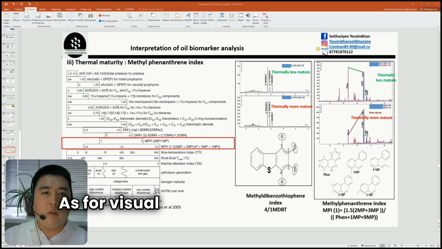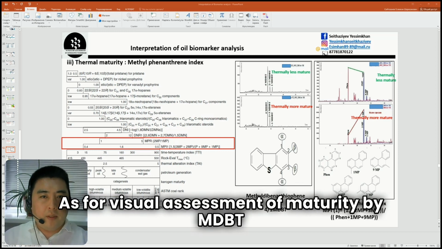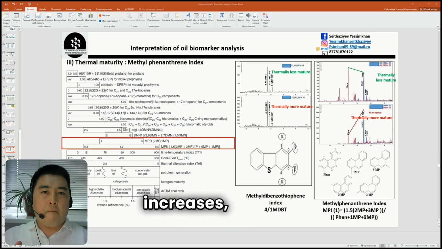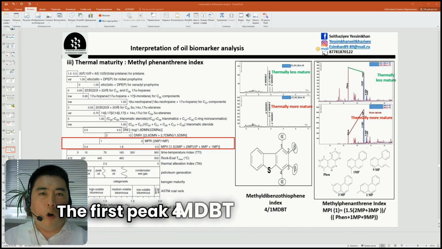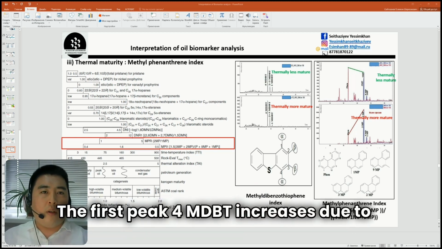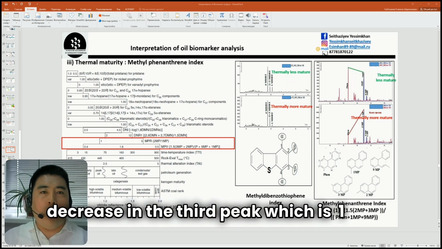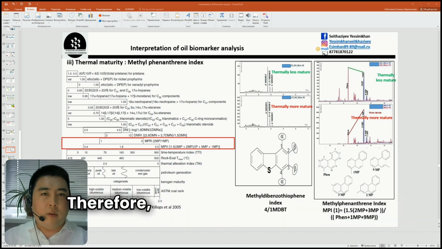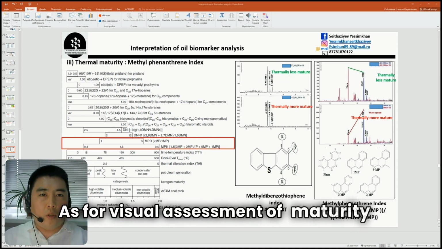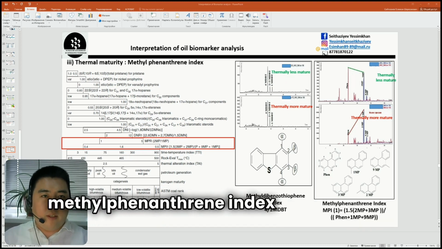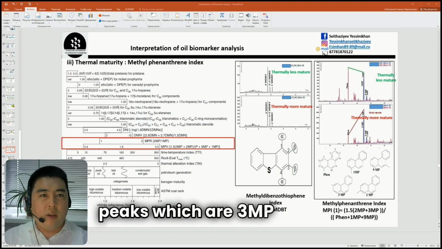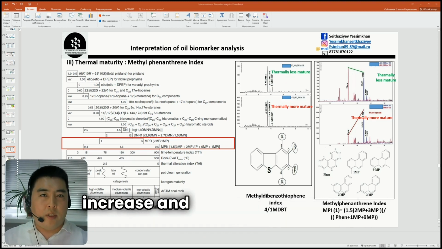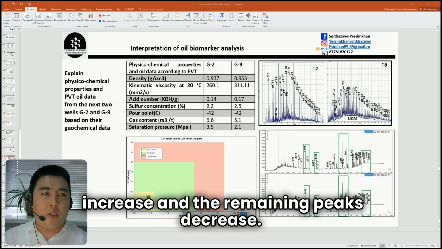As for the visual assessment of maturity by MDBT, it increases, which is the methyl dibenzothiophene index. The first peak for MDBT increases due to a decrease in the third peak, which is 1 MDBT. Therefore, the second sample is more mature. As for visual assessment of maturity by the methylphenanthrene index, with maturity, the high blue peaks, which are 3 MP and 2 MP, increase, and the remaining peaks decrease.